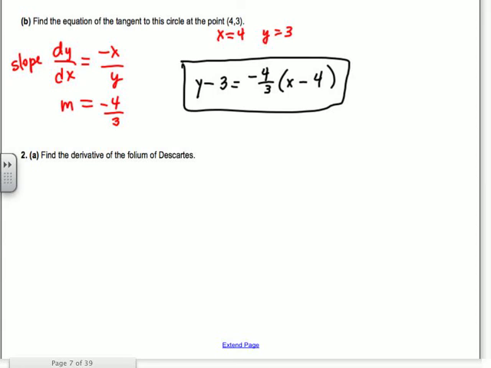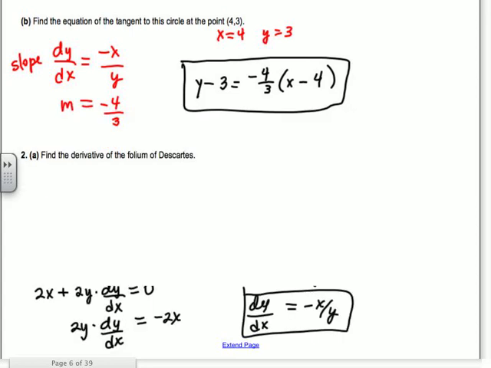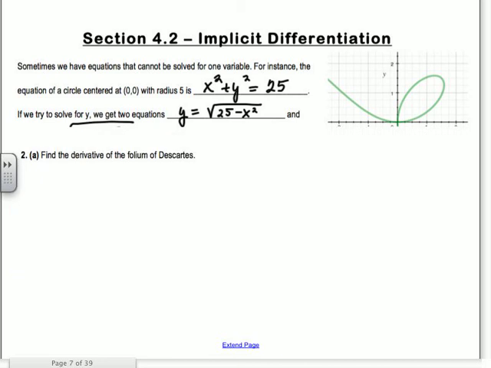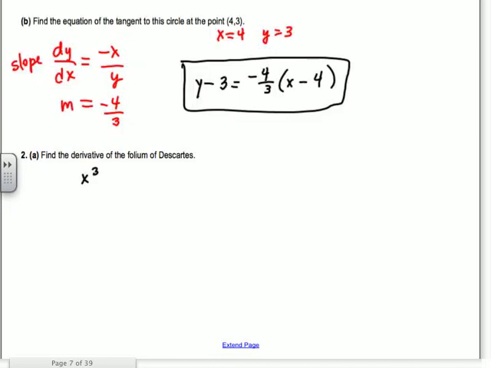2a. Find the derivative of the folium of Descartes. So let's see if we can do this. This is a hard one. So x cubed plus y cubed equals 3xy. So I have 3x squared. And remember, that's just dx over dx, so we don't write it.